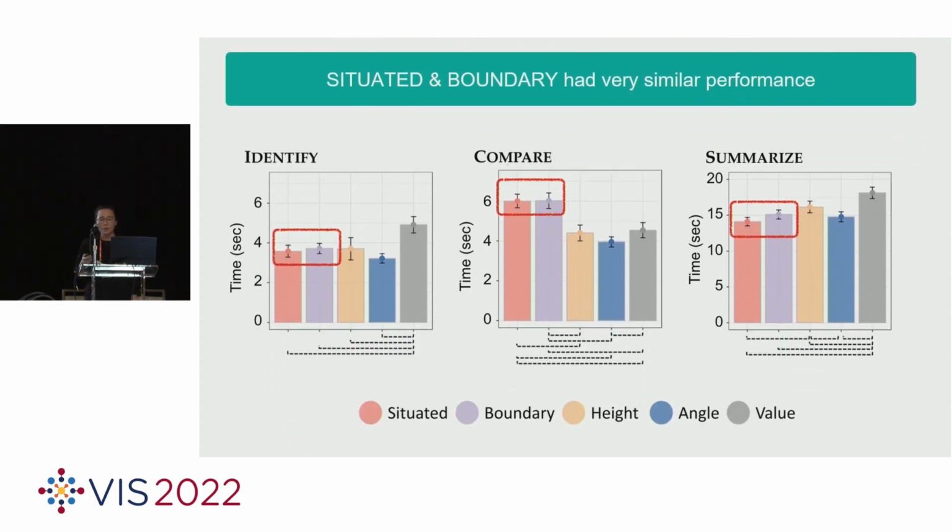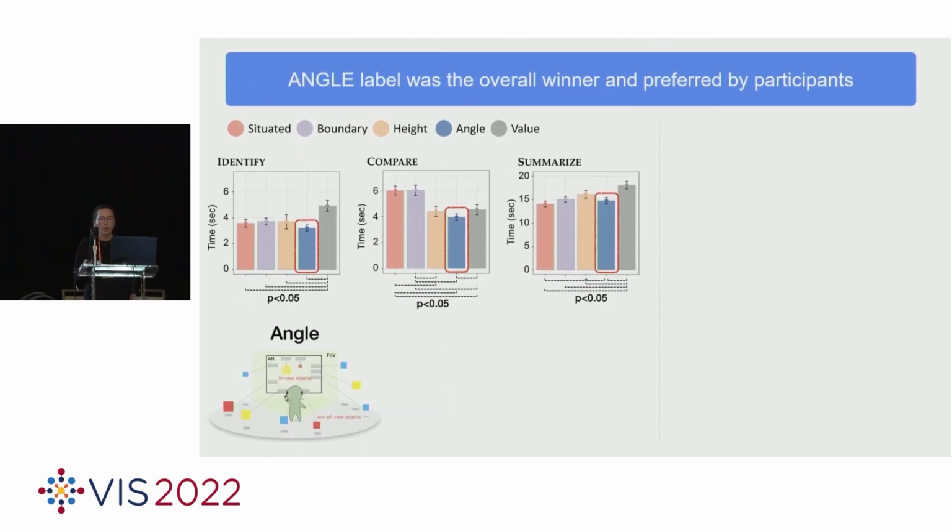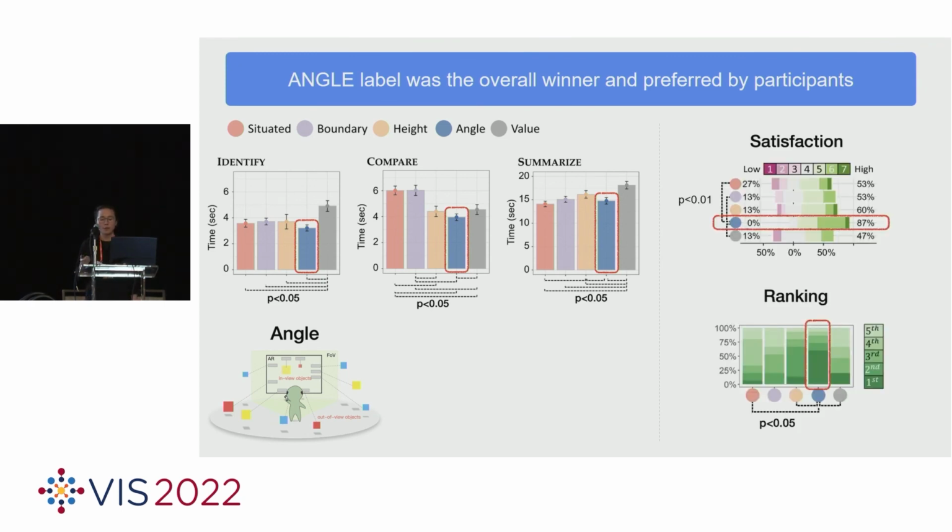Second, situated and boundary labels have similar performance across all tasks. Third, angle labels had the best performance overall in supporting situated visual searching tasks and was preferred by the participants.